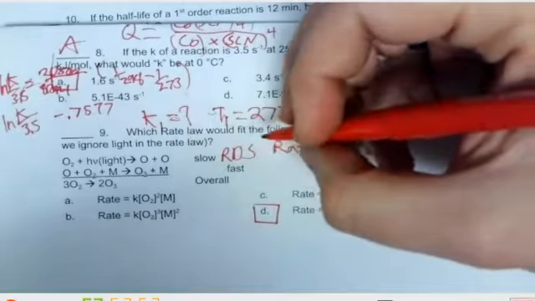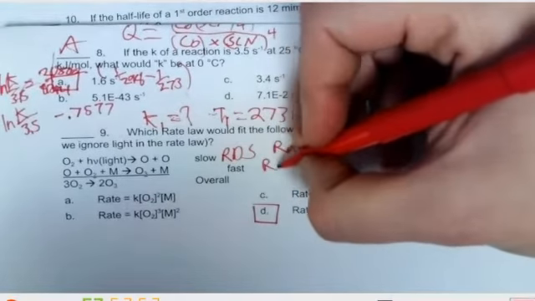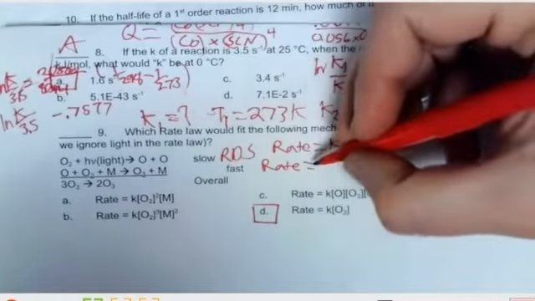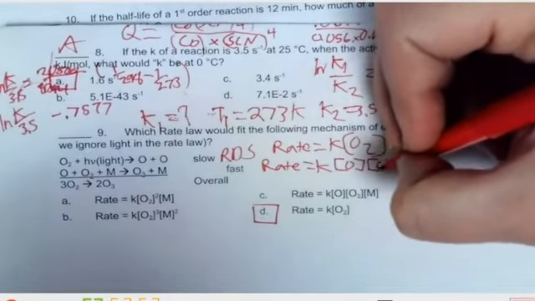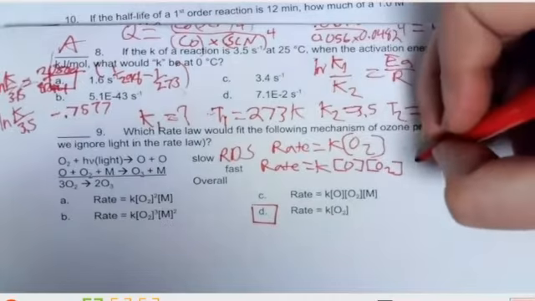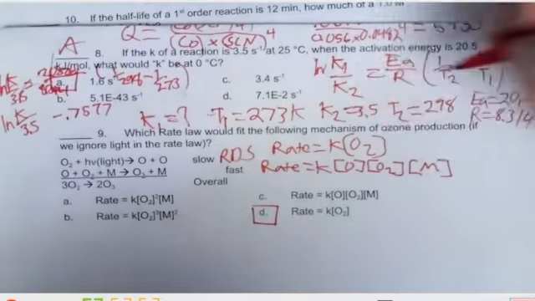The second one would be like rate equals K O and then O2 and then M. And because O is an intermediate, that would further throw things off.